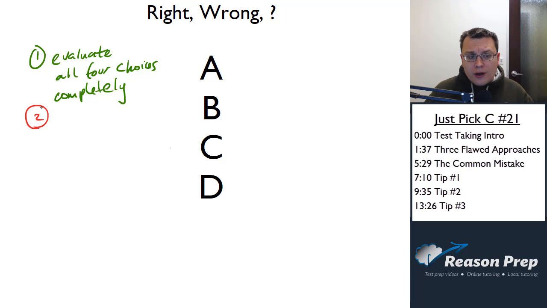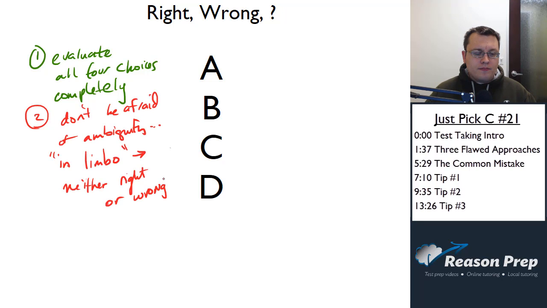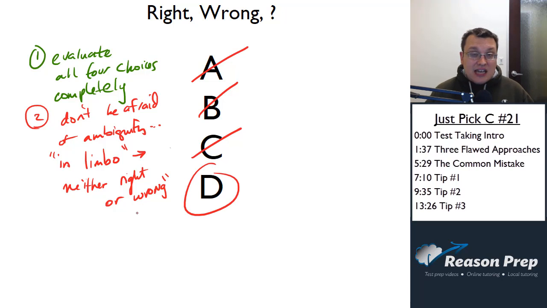Second thing, and this goes into the mistake that approach 3 was making: don't be afraid of ambiguity. Don't be afraid to be in limbo. If you remember approach 3, they said, okay, A doesn't look good, and B didn't look good. And then we had problems with C. We weren't sure about it. Maybe we thought it was right or wrong. And the mistake was to make that decision immediately, to say, I have to decide this is right or wrong before I move on. So I guess I'll decide it's wrong, which means I guess I have to pick D.